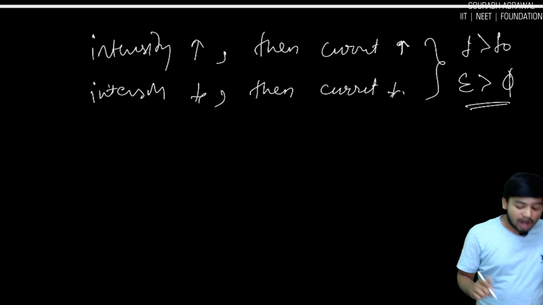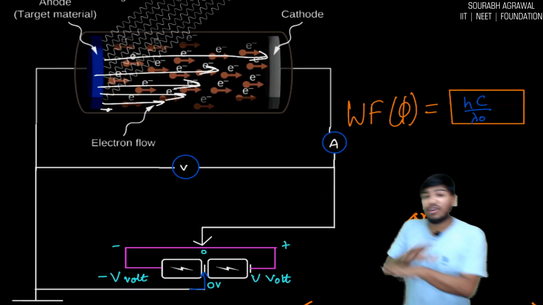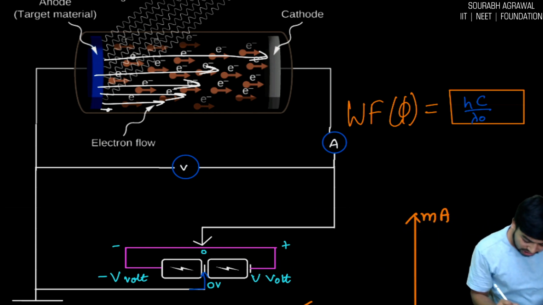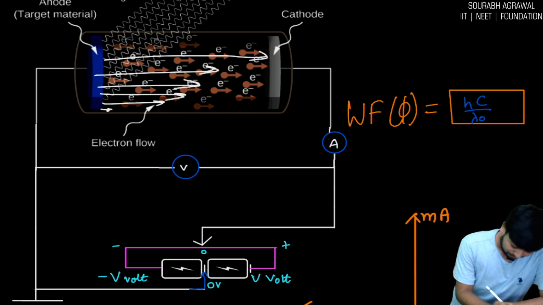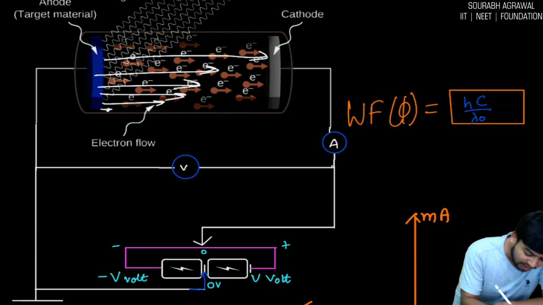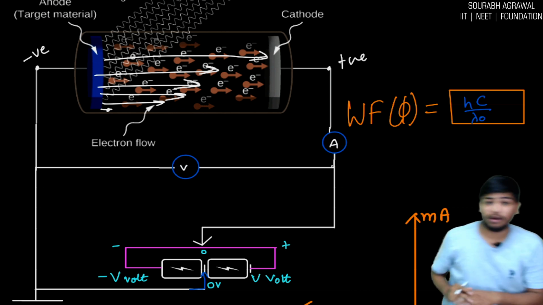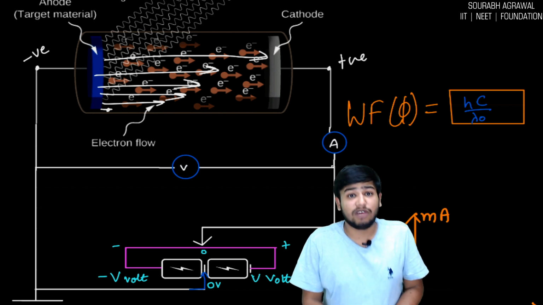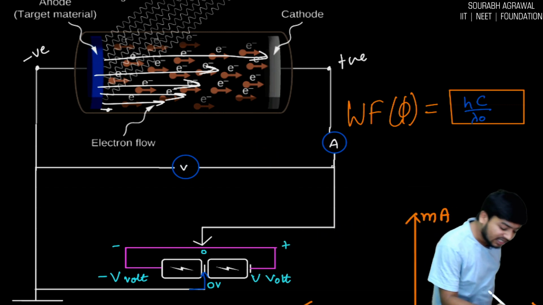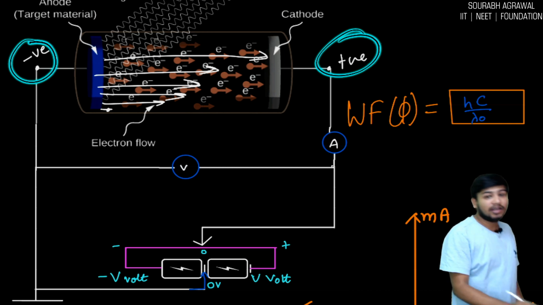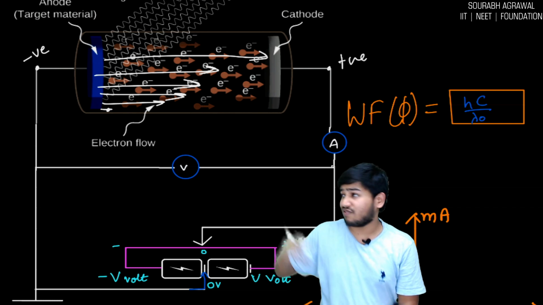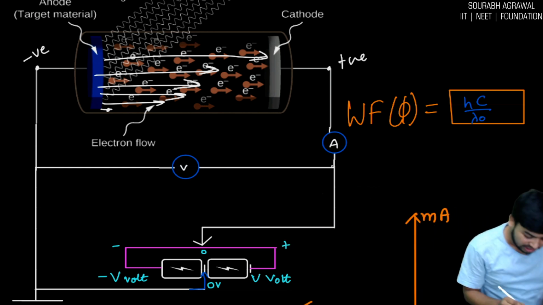Is this clear? Now what will happen? Till now we haven't supplied any potential. Now if we supply a positive potential, what does this mean? Positive potential means this one will be positive and this one will be negative. We are supplying positive potential. We have slid it towards the right, so this end will be positive and this end will be negative. Are you getting my point? Now electric field will be in which direction? From positive potential to negative potential.